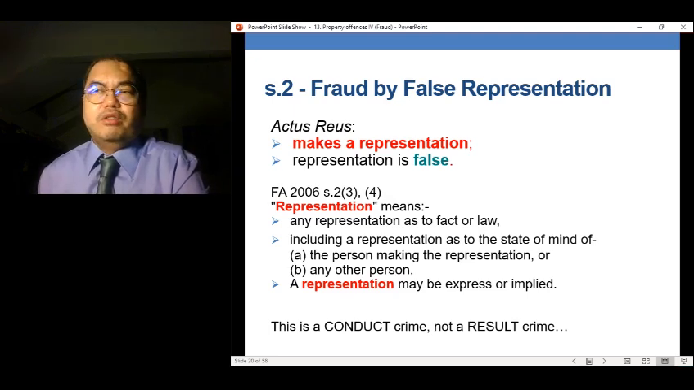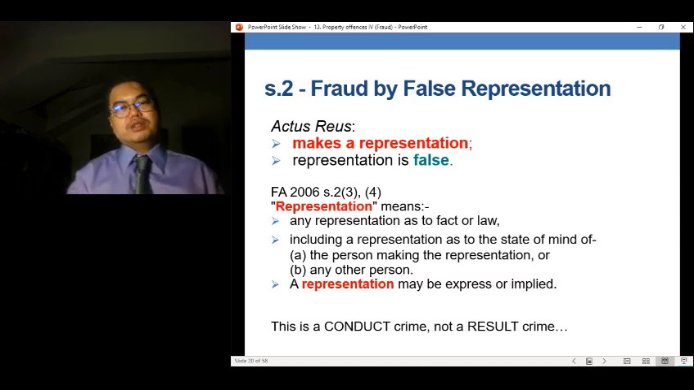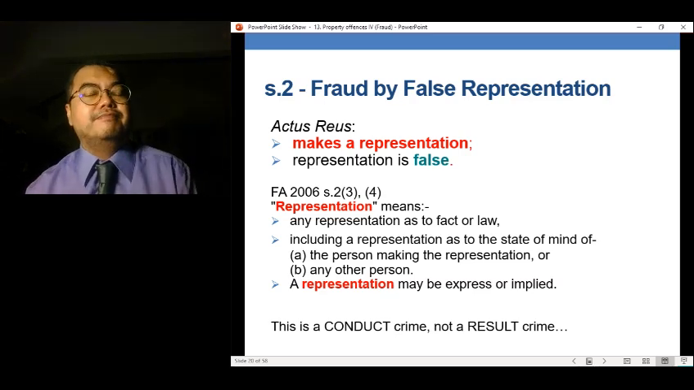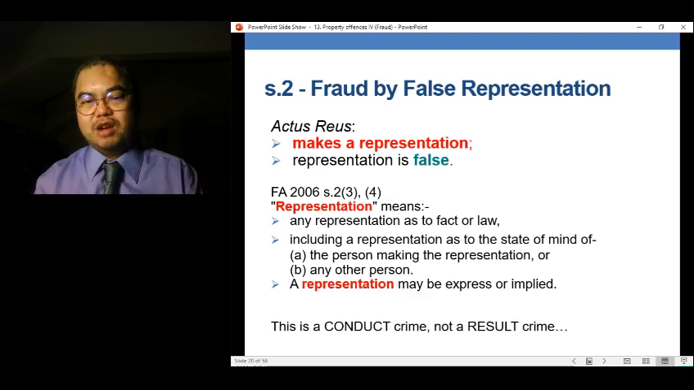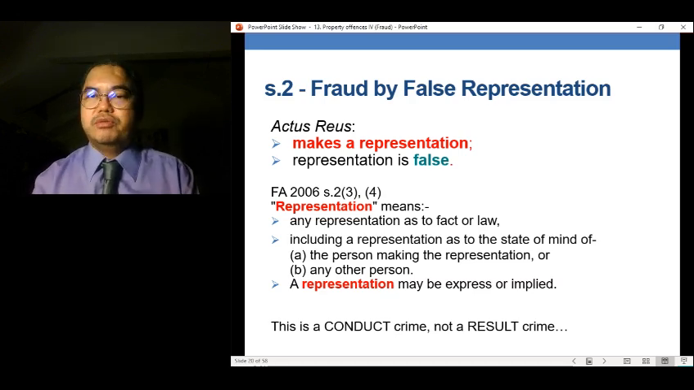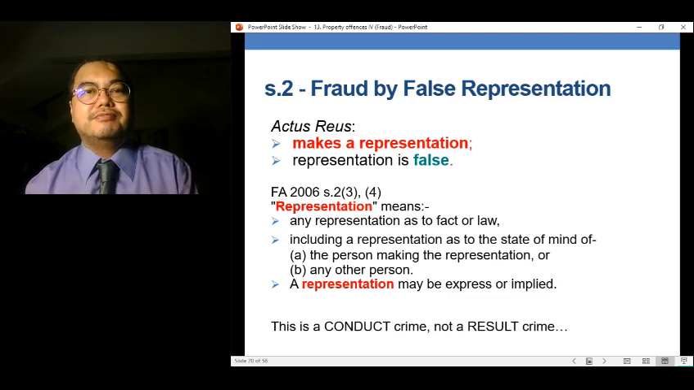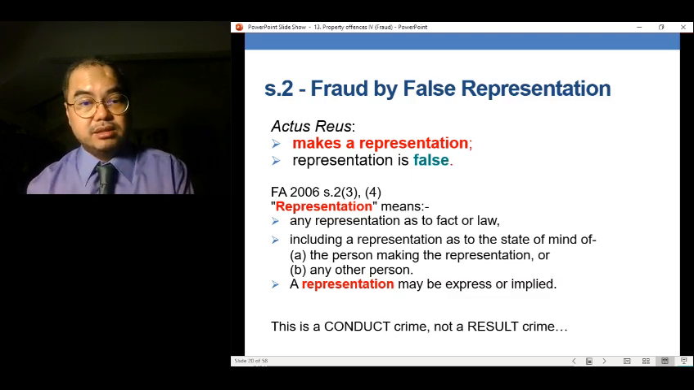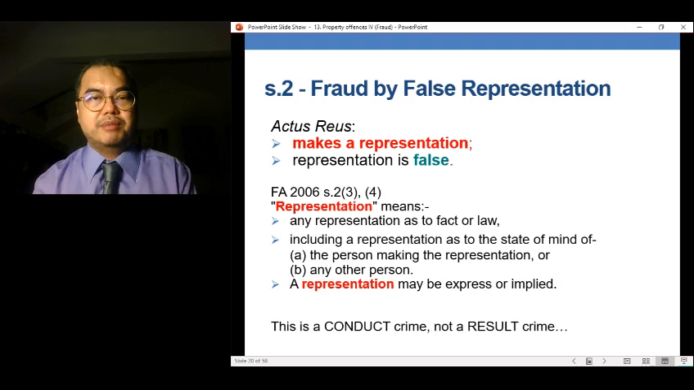If we look at sexual offenses, there must have been some sort of result also, although arguably child grooming may be a conduct crime. But most of the other sexual offenses are usually result crimes. For property offenses, you see that they are all result crimes. Theft, you must show that there was appropriation of property. Robbery, you must show theft, so therefore it's a result crime also.